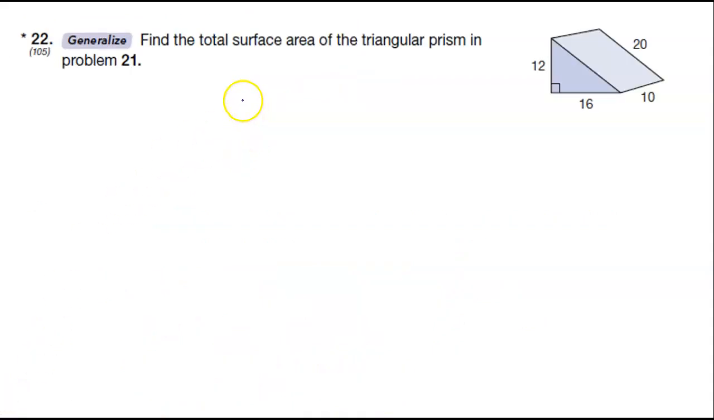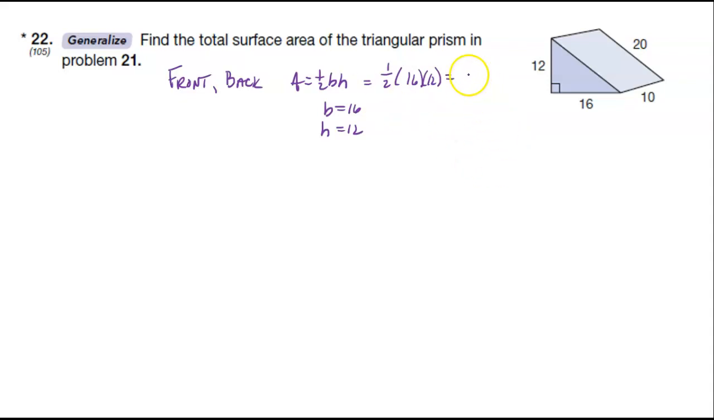All right, total surface area of the triangular prism. So I know I have to take the area of the front and the back, and that is a triangle with base equal to 16 and height equal to 12. 1/2 times 16 times 12, which is, I'm just going to plug it into my calculator, 0.5 times 16 times 12 is 96. Okay, so I know for surface area, I'm going to need to multiply that by 2, because there's a front and a back.